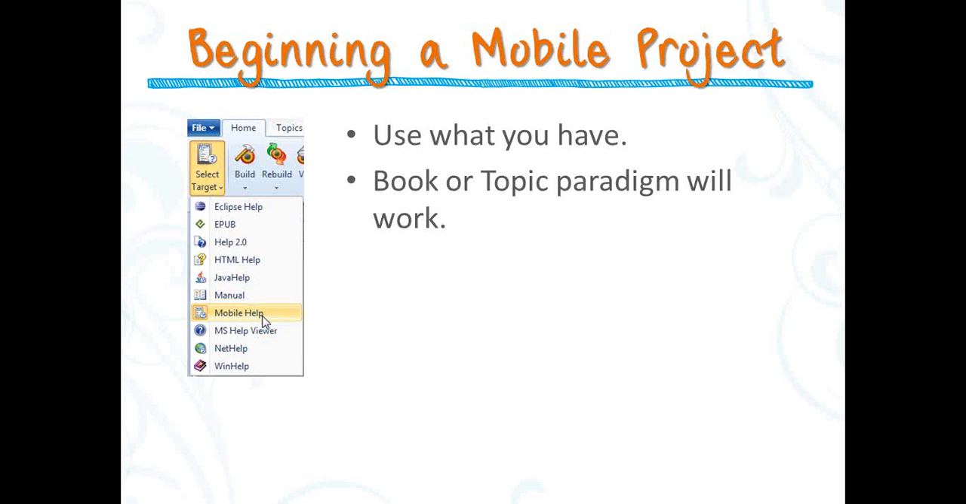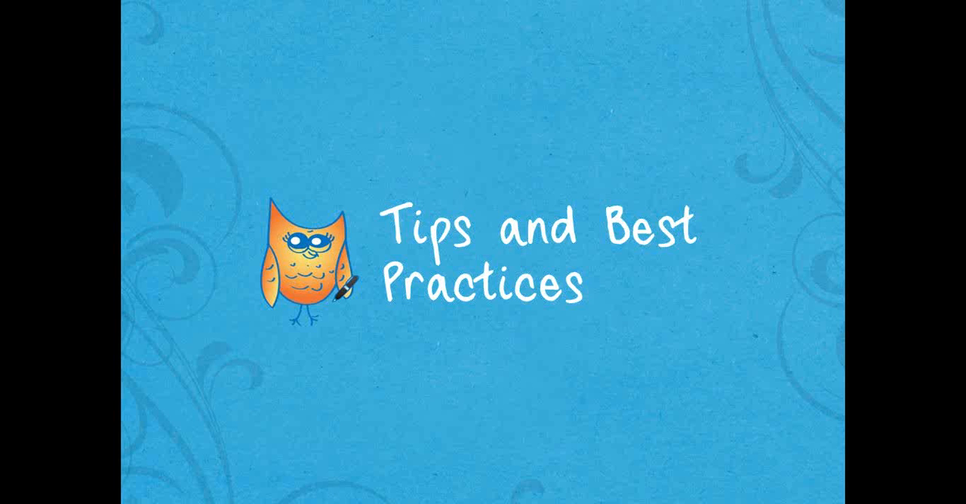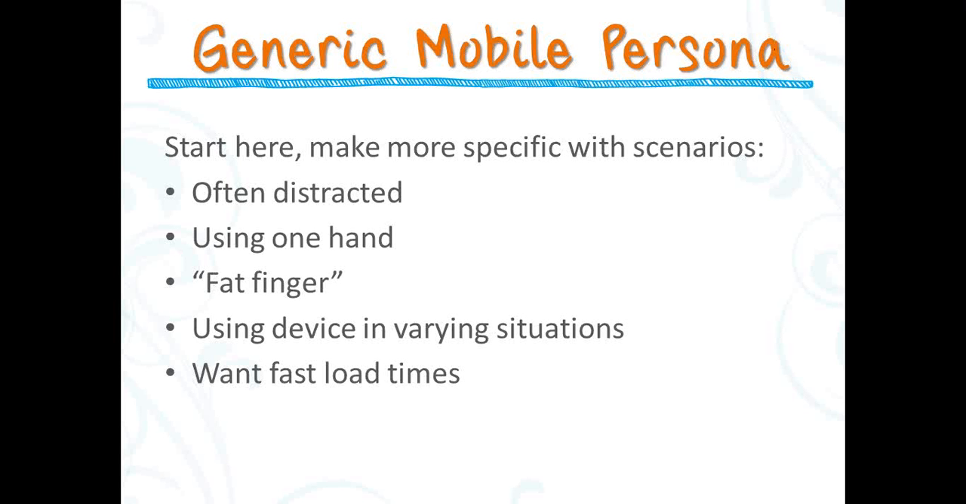I want to basically show you some easy ways to adapt your existing content to mobile. Now, first of all, let's talk about the mobile persona. Now, a generic persona for mobile is that folks on mobile devices are distracted. They're often using one hand. They might be driving with the other. We hope they're not, because you shouldn't do that. They fat finger the device.